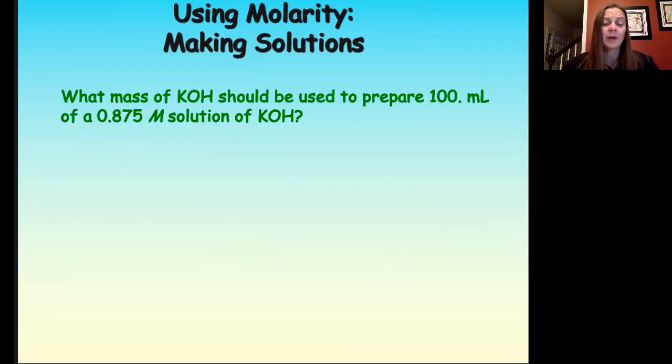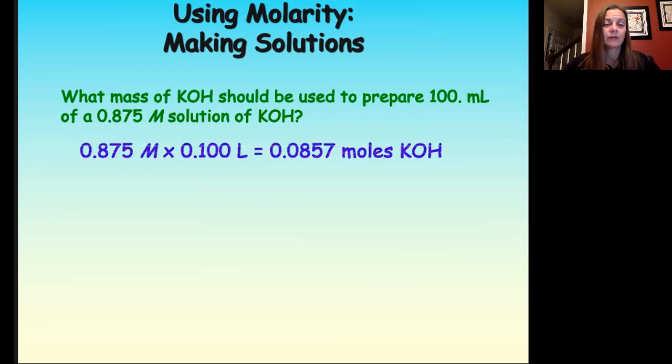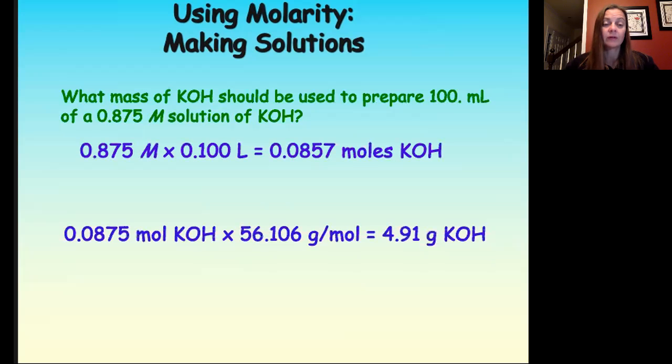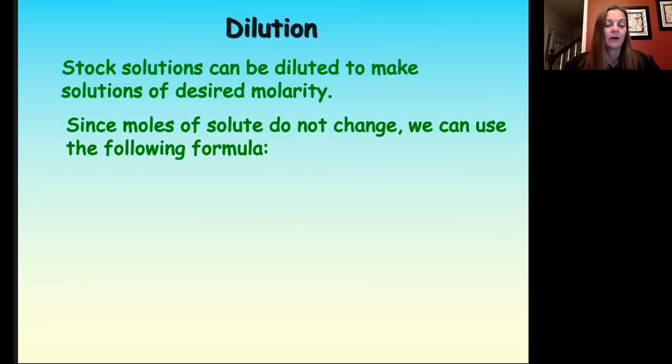So as an example, what mass of potassium hydroxide should be used to prepare 100 milliliters of a 0.875 molar solution of potassium hydroxide? So first, we're going to multiply molarity by volume in order to find the number of moles of potassium hydroxide. Please excuse the typo. Then we're going to multiply that number of moles by the molar mass in order to find a mass. So we would need 4.91 grams of potassium hydroxide.